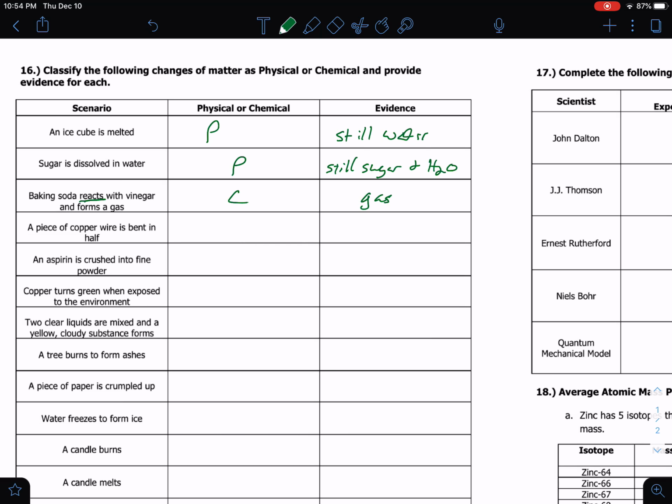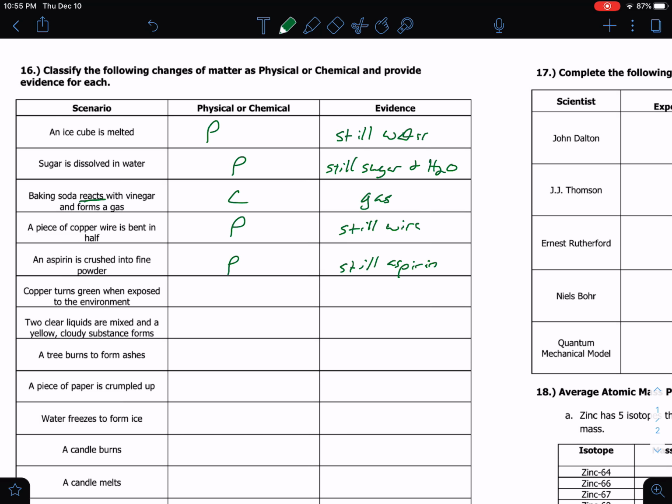A piece of copper wire is bent in half. So this is going to be a physical property. We didn't change the wire. So nothing new, still copper wire. We didn't change the element itself, we just bent it. An aspirin is crushed into fine powder. This is going to be a physical change, because all we did was crush it, so it is still aspirin.